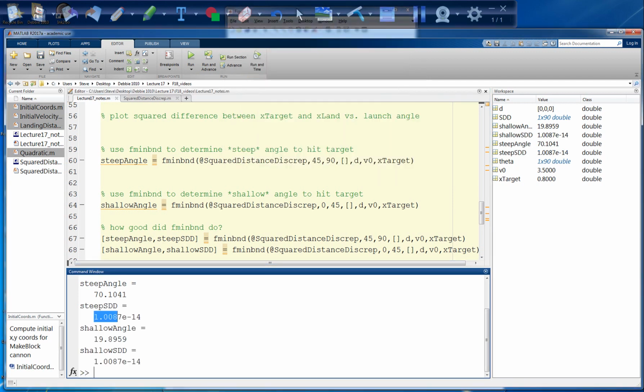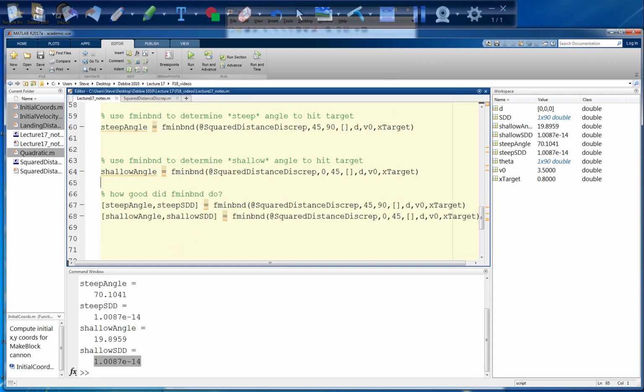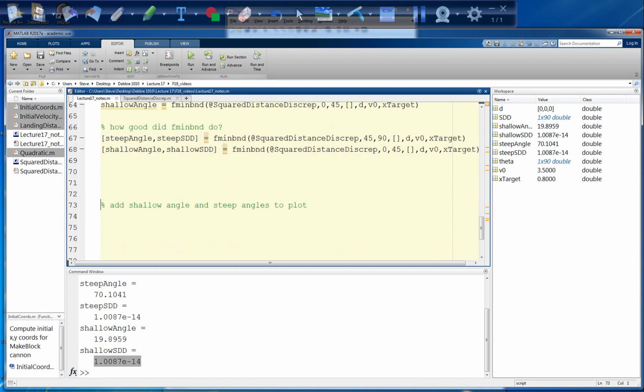Okay, so steep SDD is 1 times 10 to the minus 14. Same for shallow SDD. Our simple problem is symmetric, right, so that kind of makes sense. And now that we have those, we could go ahead and add a couple data points to our plot for fun. Okay, so let's do hold on and let's plot.